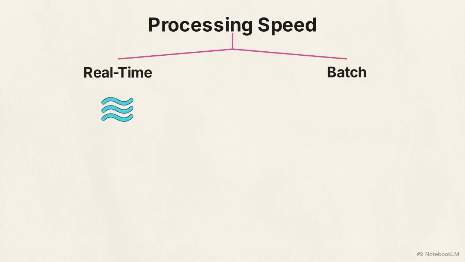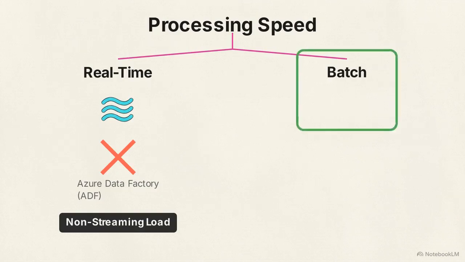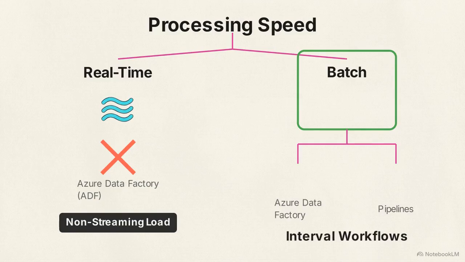If the prompt specifies a real-time requirement, Azure Data Factory is no longer an option. Azure Data Factory, or ADF, is the platform's primary tool for orchestrating complex data movements, but it is not the tool for this specific requirement. In the context of the DP-700, Data Factory and pipelines are strictly associated with scheduled batch processing. If the data moves in intervals rather than a continuous stream, these are your primary tools.